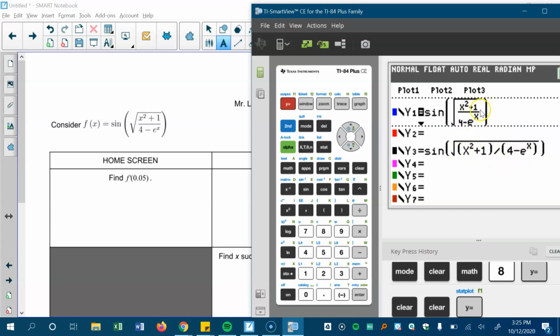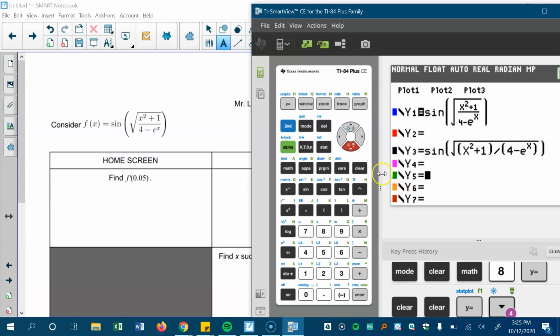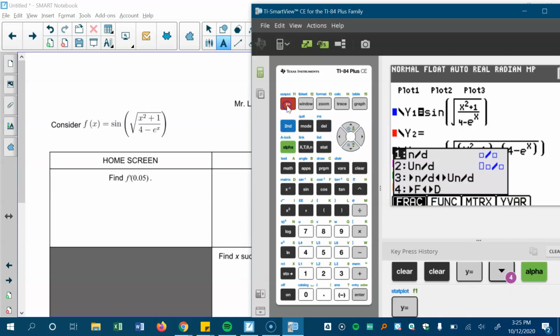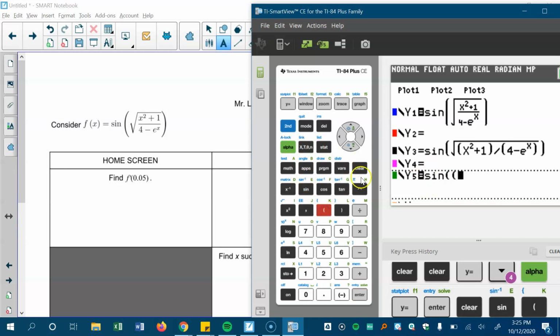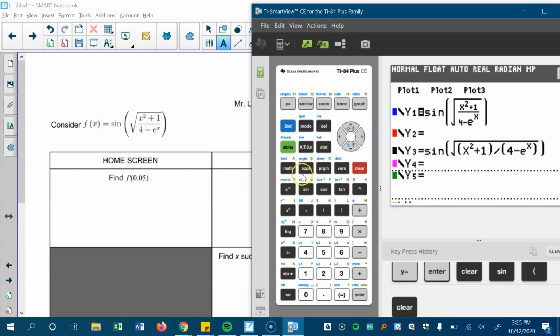You might be saying, well, Mr. Lakin, I tried typing this in, but I wasn't able to get the bar to look like this. Well, this is my first tip to you. I'm just going to put this in y5 and delete it in a second. If you go to alpha and y equals and select number 1, you actually can get that fraction bar there. So the way I typed in y1 is I did sine and I open up parentheses. Sorry, it opened up automatically, so let me try that again.